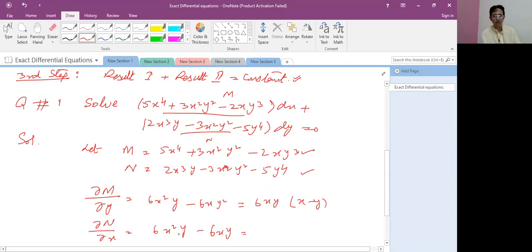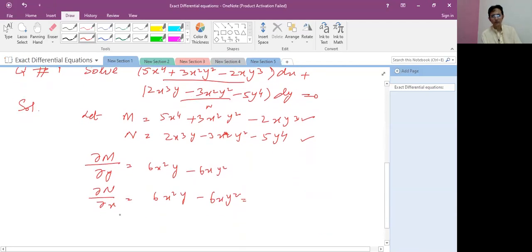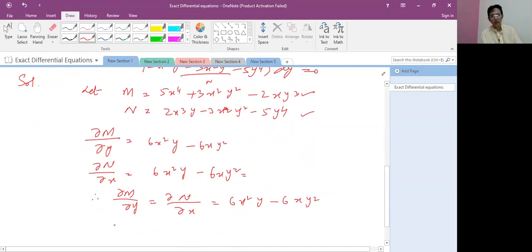Are they equal or not? I made a mistake, we will check the y squared term. So they are equal, students. Therefore ∂M/∂y equals ∂N/∂x, because the answer is similar. Hence, the given differential equation is exact.